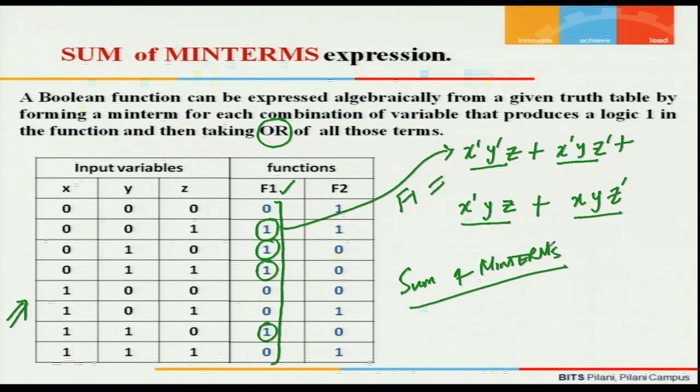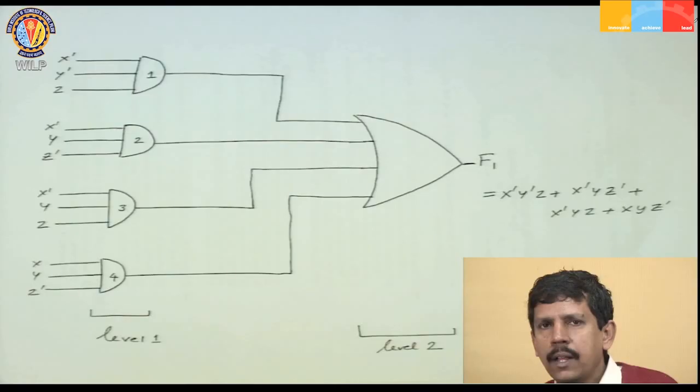We could do the same thing for f2 also, picking the entries corresponding to f2 equal to 1, and we could write the expression in the form of sum of minterms for f2. We talked about the sum of minterms expression. Sum of minterms expression is useful in realizing digital circuits in a 2-level implementation.